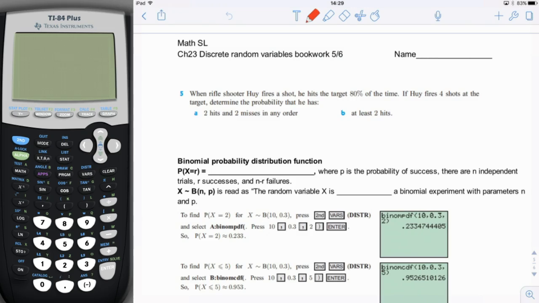Let's expand this like it's a binomial expansion. So since it's a 4-shot experiment, it would be a 4th order Pascal's triangle. So 1, 4, 6, 4, 1. And then the probabilities used are going to be success 80%, failure 20%.